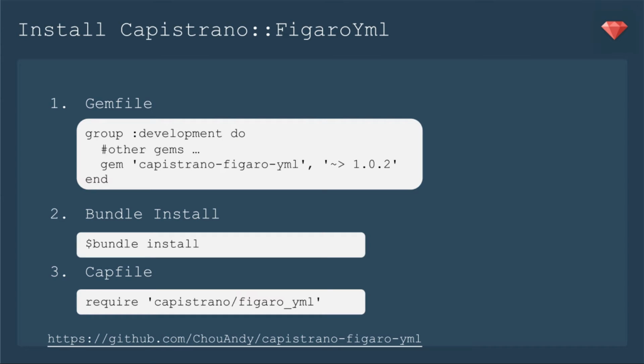Let's get the ball rolling with installing the gem. So simply in your gem file in the development group, you will add gem Capistrano Figaro YML. Then you'll bundle install. Then we just need to add to the cap file to require Capistrano/Figaro YML.